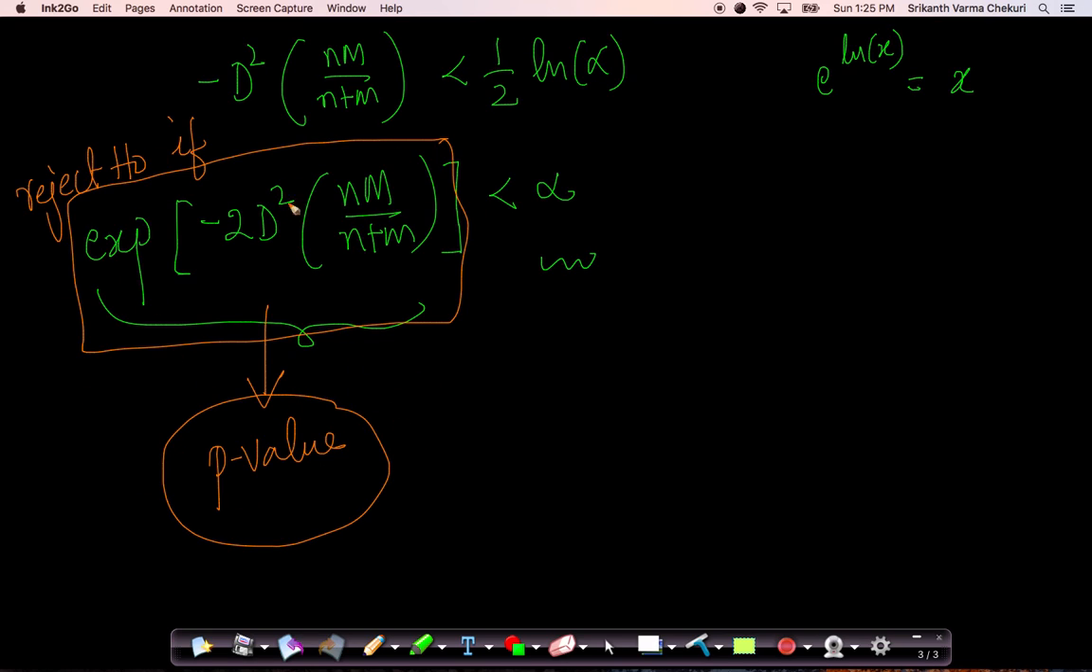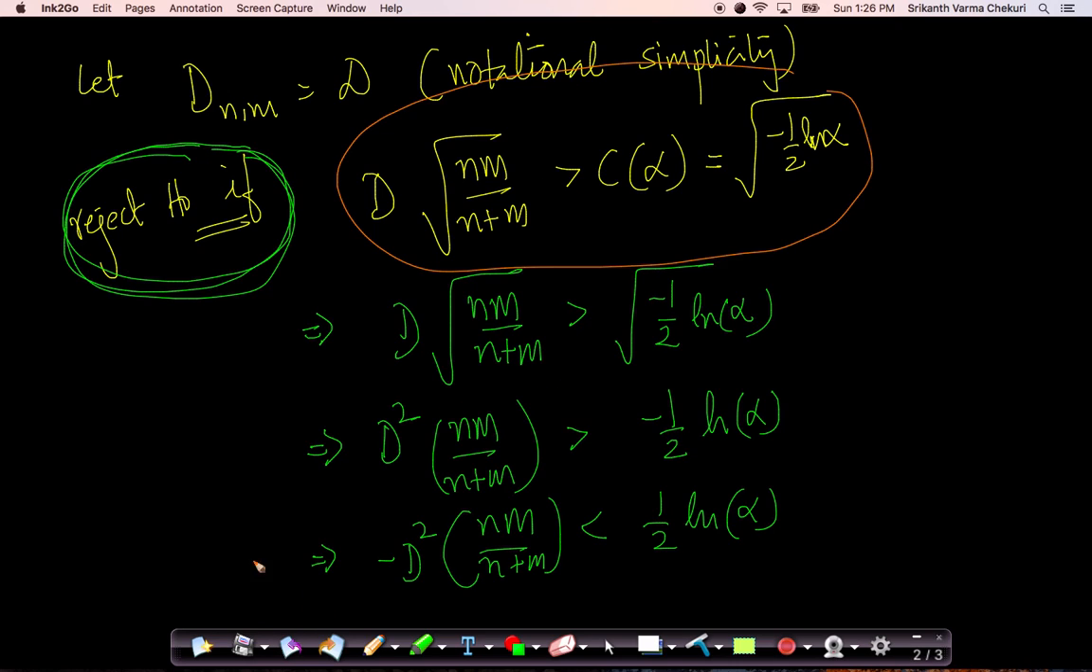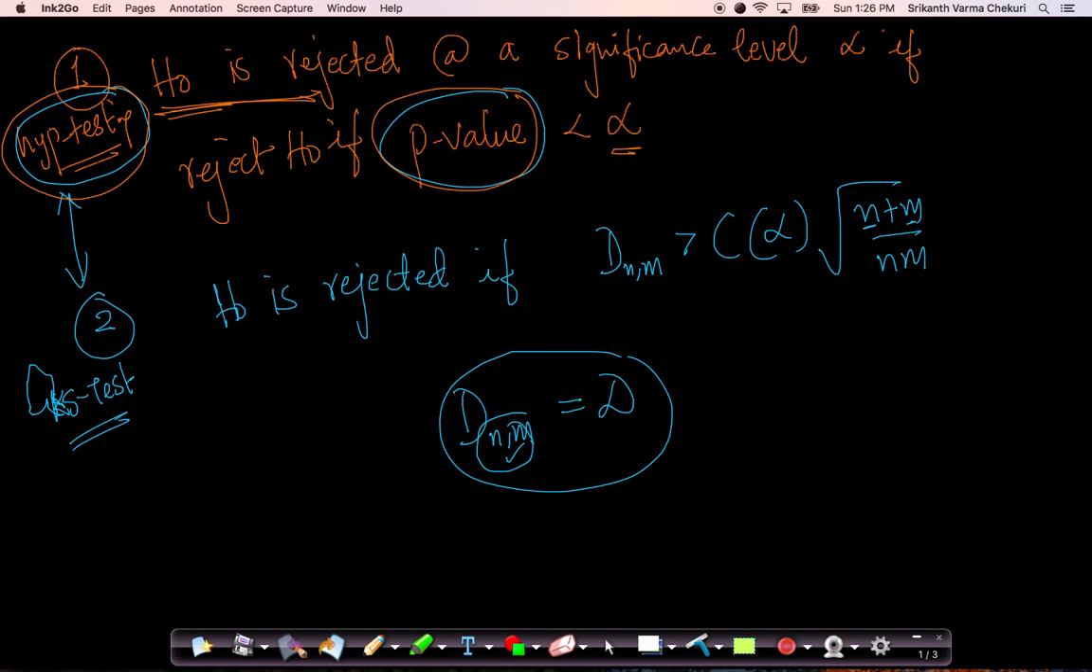Your p-value is a function of the number of samples you have for random variable x, the number of samples you have for random variable y, and the maximal gap, or the supremum of the gap, between the two CDFs. I hope this simplifies and explains how to compute the p-value for KS test. All that I have used is simple algebra, simple inequalities, nothing very fancy here. So I hope this question is clarified now.